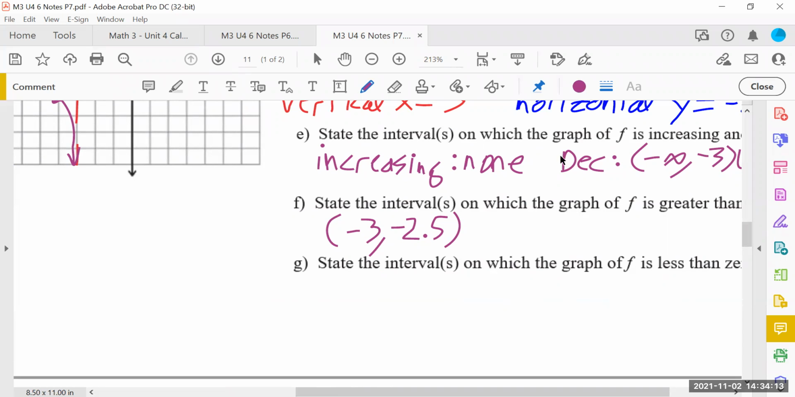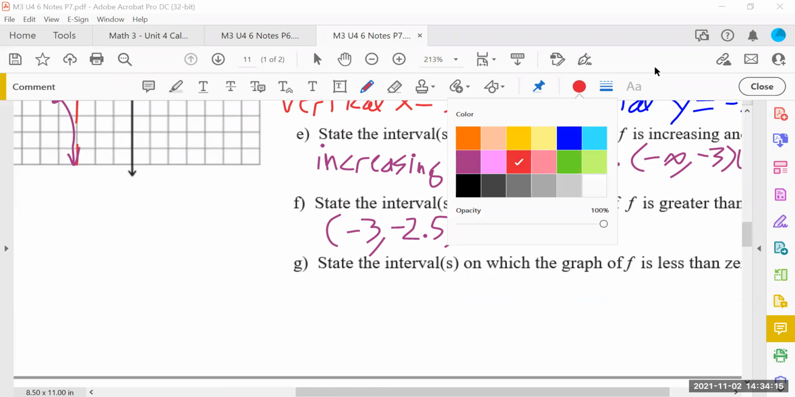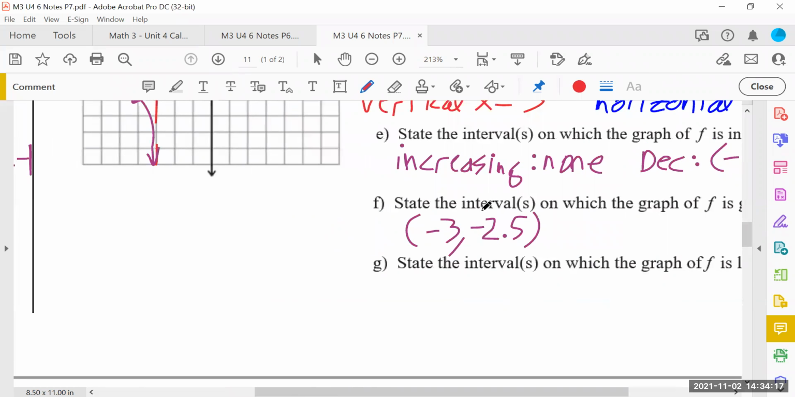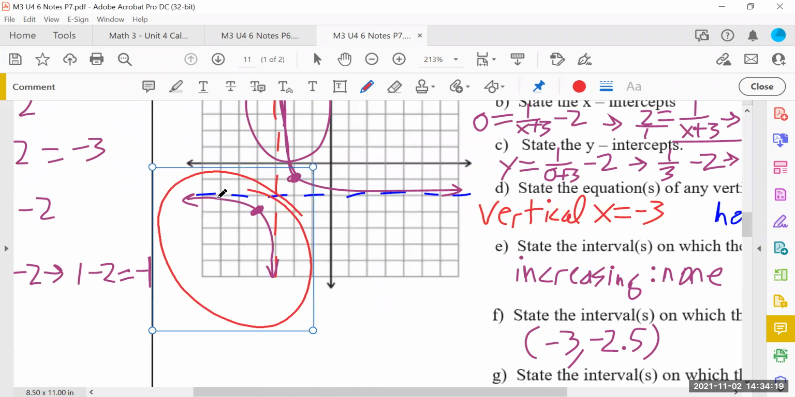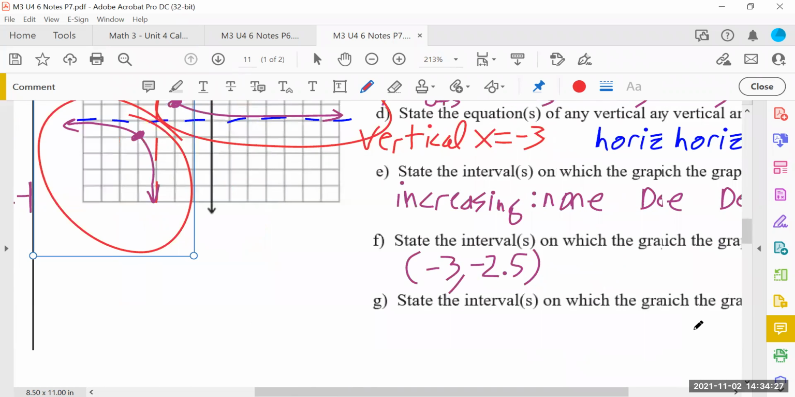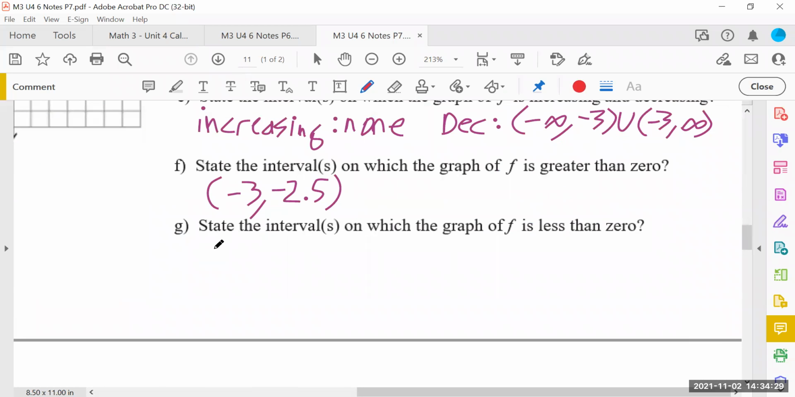Everything else is below. So if I look at the graph here, this piece is all below the x-axis, and so is this piece. Those 2 pieces, all below the x-axis, that's everything besides the one where it was greater than 0. So negative infinity to negative 3, and then negative 2.5 to infinity.